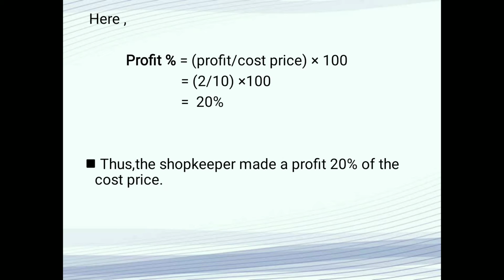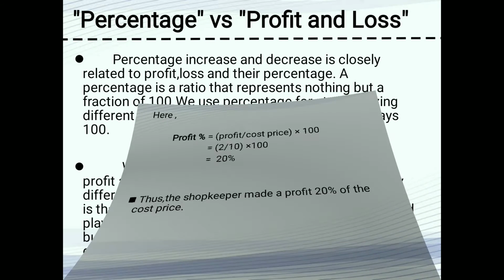Here profit percent equals profit by cost price. Profit is 2 and cost price is 10. Therefore 2 by 10 into 100. Therefore we get profit percent equal to 20%. Thus the shopkeeper made a profit of 20% of the cost price.